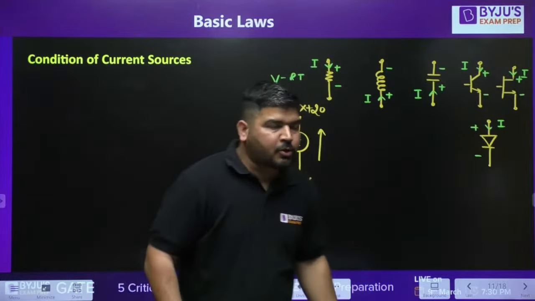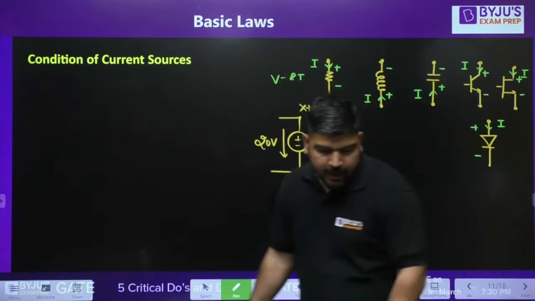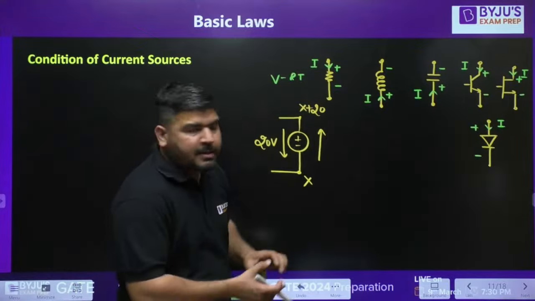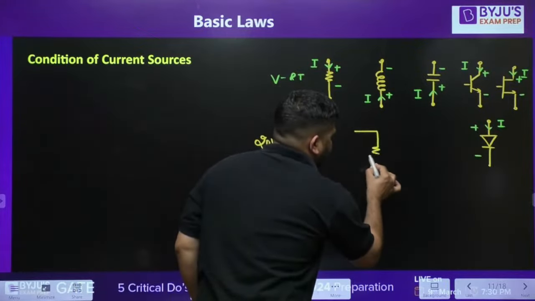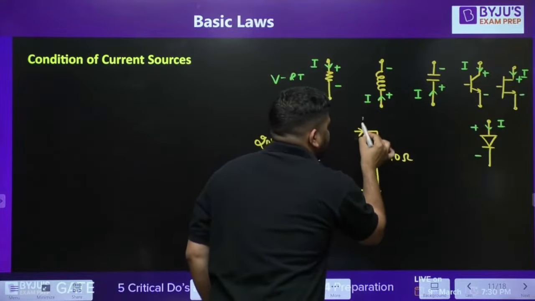The voltage is decreased. So you have to subtract the voltage. Remember this point. I hope it is clear, guys. In case of resistances also, let's say you have a resistance of 10 ohm. And let's say this is 1 ampere.